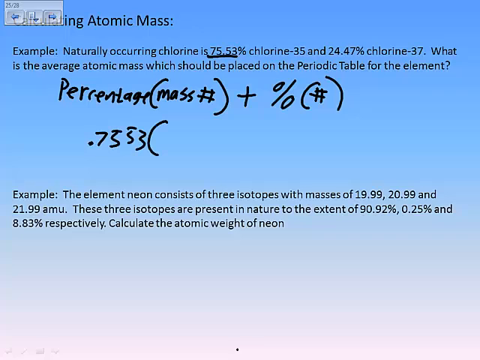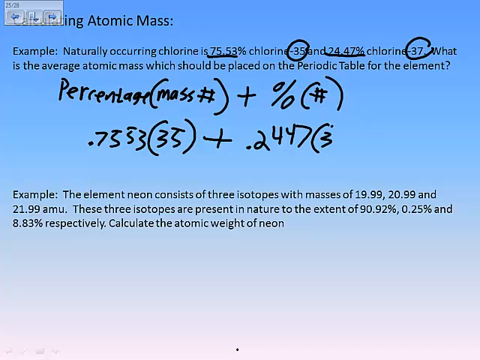0.7553 times the mass number, 35. That's the first one. Now you're going to add it to that much percentage. So you're going to divide that by 100. So it becomes 0.2447 times its mass number of 37.